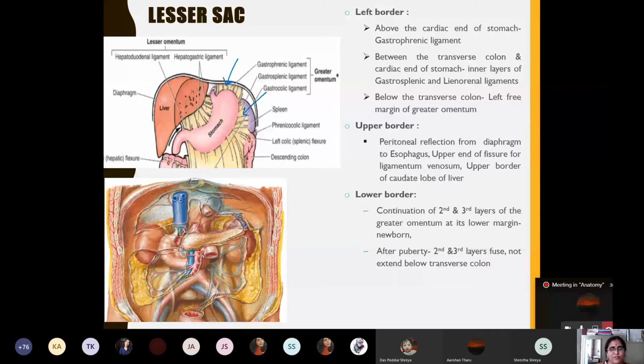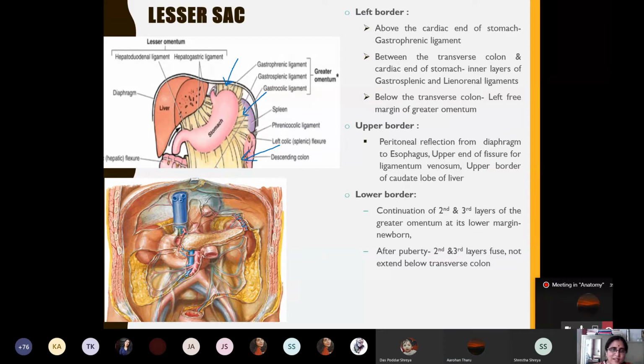Gastrospleen. Very good. And between the spleen and kidney? Another name of his spleen. Very good. Linorenal. Then below the transverse colon, the left border is formed by this margin. Left border of greater omentum. Very good. Left border of greater omentum.